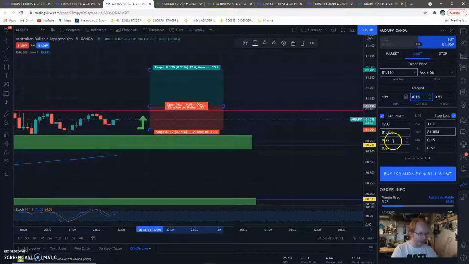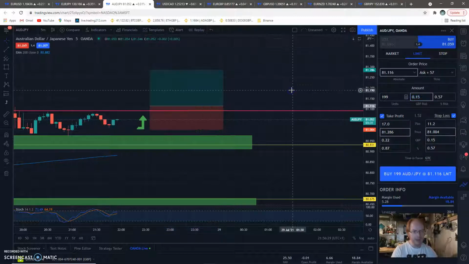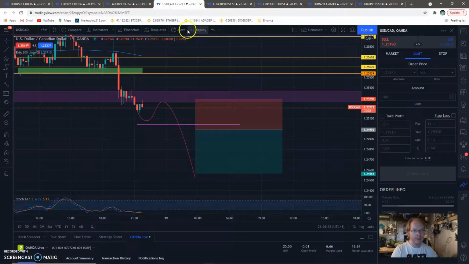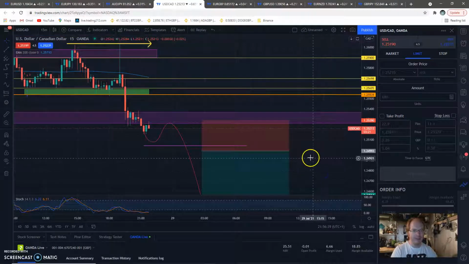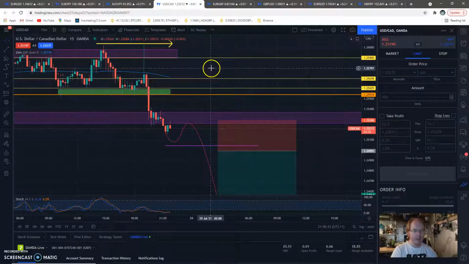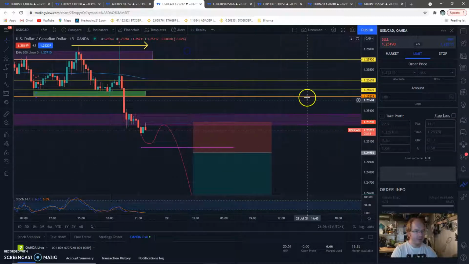And that would give us 22 pence profit and 15 pence stop loss. So that's just one we're watching at the moment. Moving to the next one, we've got the US dollar, Canadian dollar. I tend to find the Canadian dollar is weak, as is the Australian dollar. But the US dollar is weak at the moment.